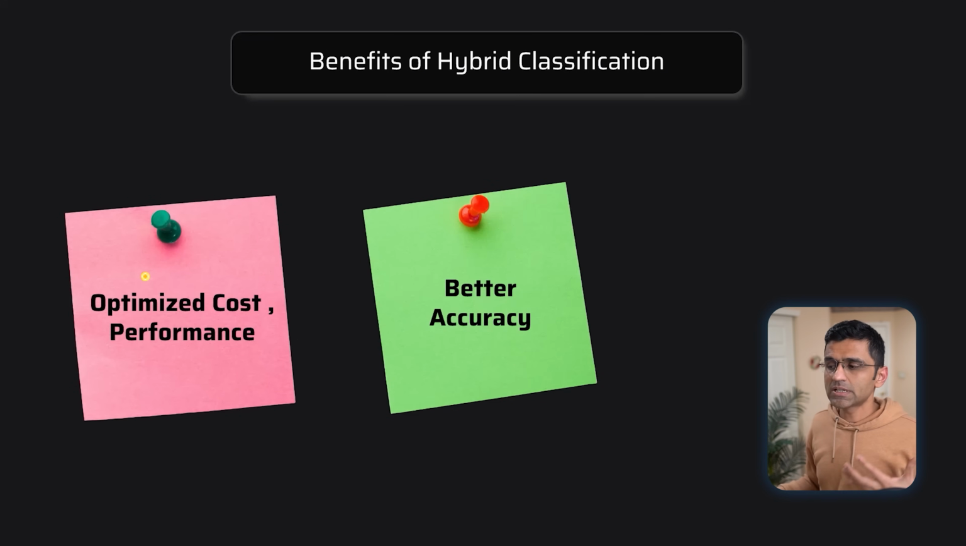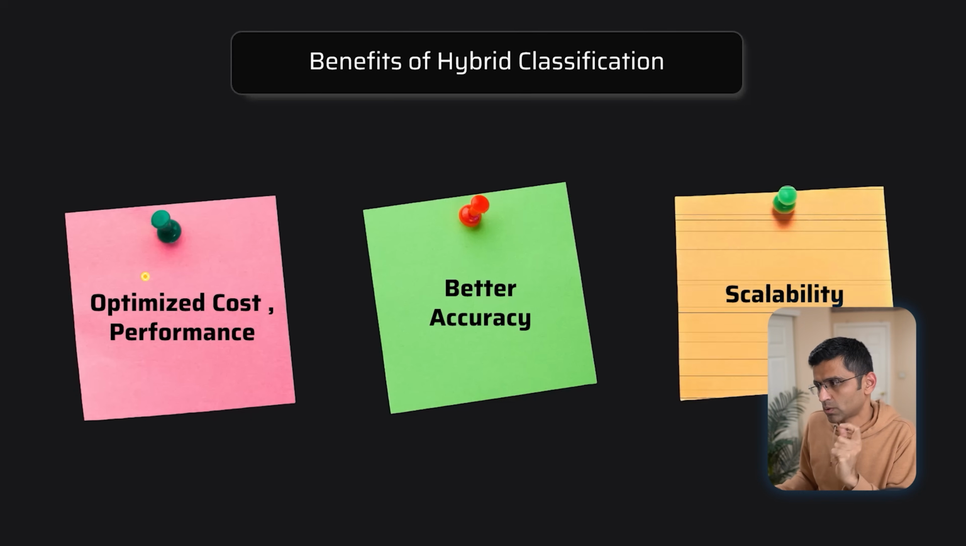The second benefit is better accuracy. As I said, if it requires you to use Regex, why should you use LLM? Regex will give you better accuracy for fixed patterns. And similarly, using BERT, LLM, using this cascading approach, you are improving the accuracy.